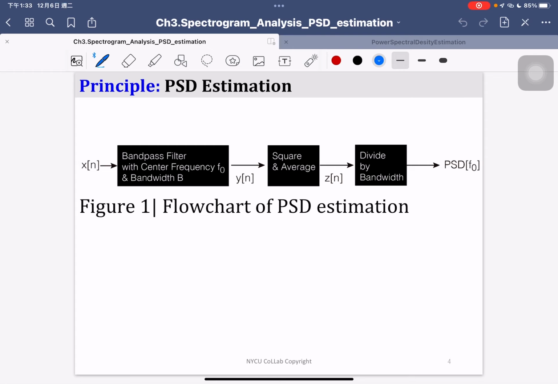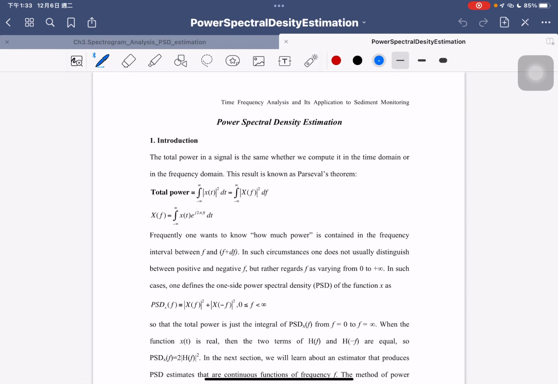Okay, so I just copy paste the one PDF file right by me. You can see I upload the detailed power spectrum density analysis on the E3 website, and I don't follow the material as I show in here because you cannot understand. But I just highlight some important ideas why we can do power spectrum analysis.